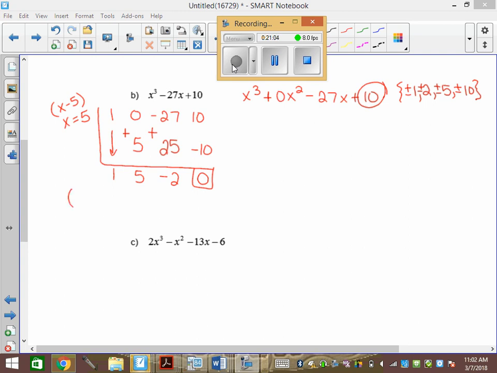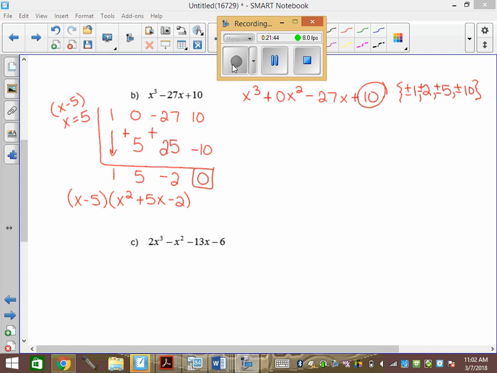So we have x minus 5 as our one factor. And then this one's going to be x squared plus 5x minus 2. You always start one less. So if this is x cubed, this is x squared. Then we go off to the side and factor it. Can we factor it? What multiplies to give me negative 2 and adds to give me 5? No. It can't factor. There's nothing you can factor. Nothing multiplies to give you negative 2 and adds to give you 5, is there?